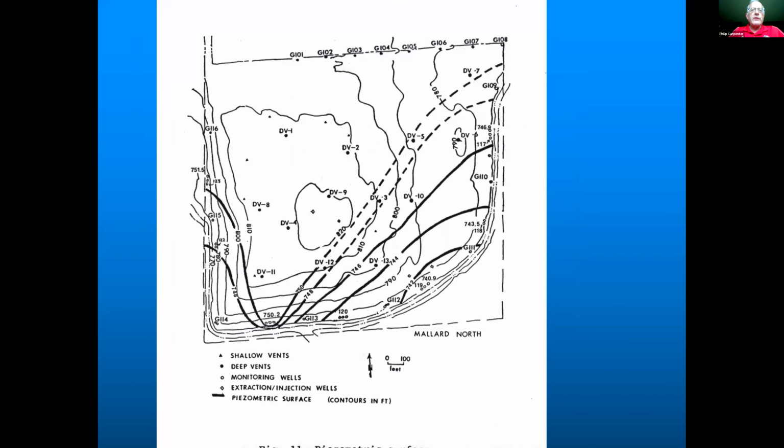And here's just a picture of it. This is showing the water levels and the topographic information.